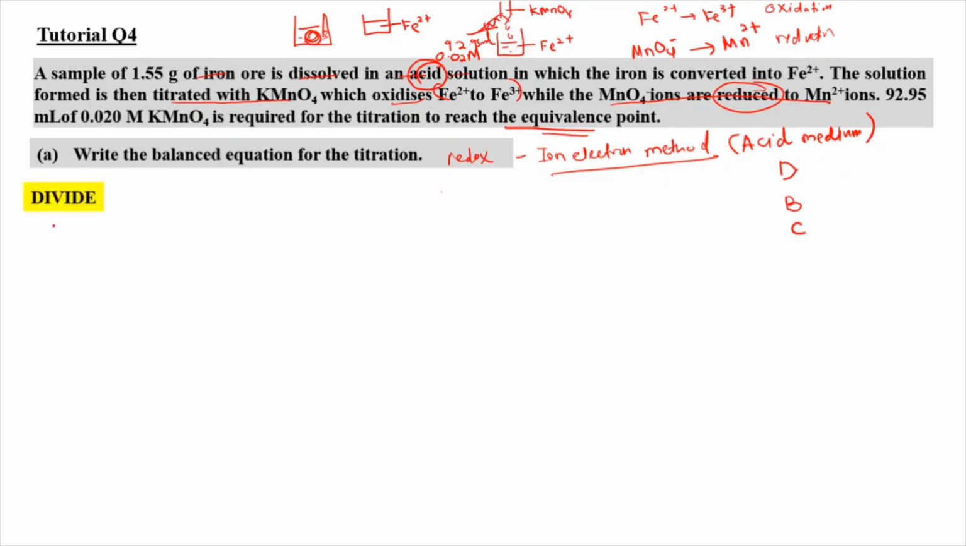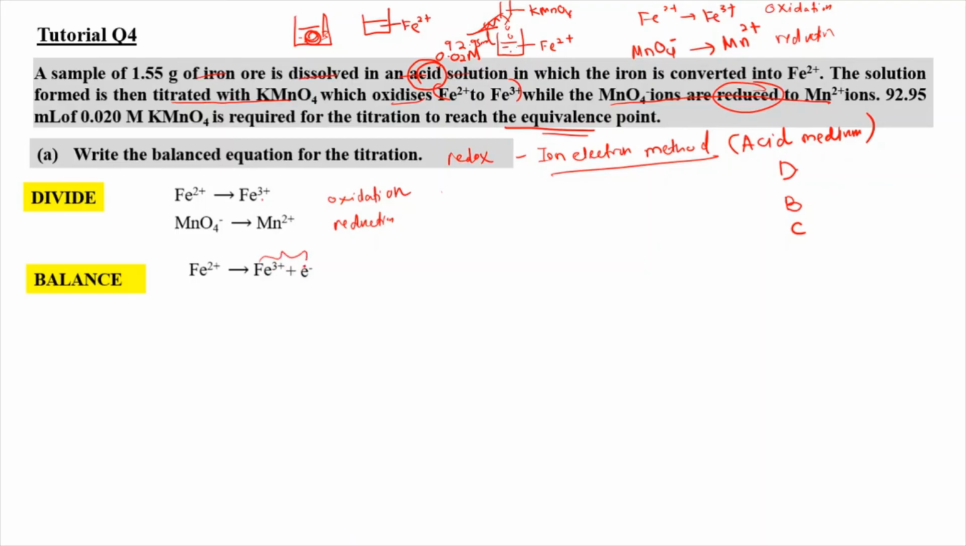So for the divide part, we're going to have two half equations, which are ferrum 2 plus into ferrum 3 plus, as well as manganese O4 minus into manganese 2 plus. So this one is reduction, and this one is oxidation, as mentioned in the question. Now we're going to move on to the next part, which is balance. So ferrum 2 plus is going to be ferrum 3 plus. So the number of atoms, ferrum and ferrum, is the same. However, the charge is different. So we need to add one electron here so that the total charge, plus 3 minus 1, is going to be plus 2. So the charge is going to be equal.